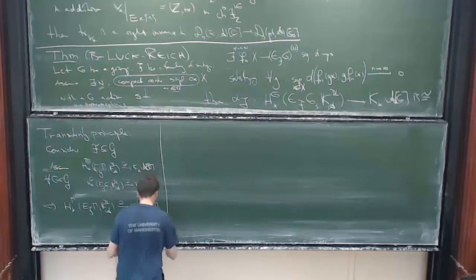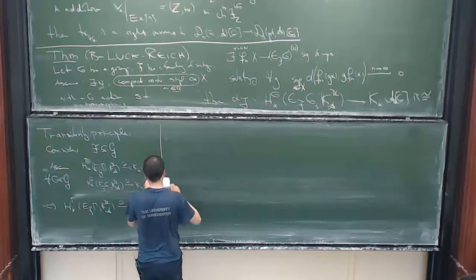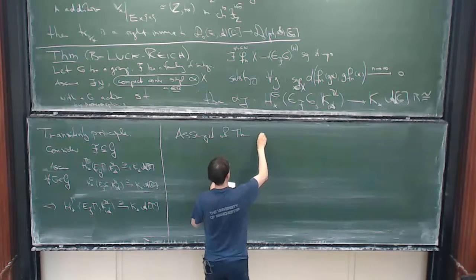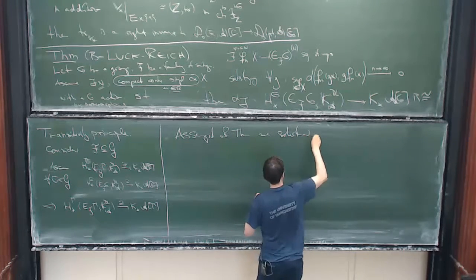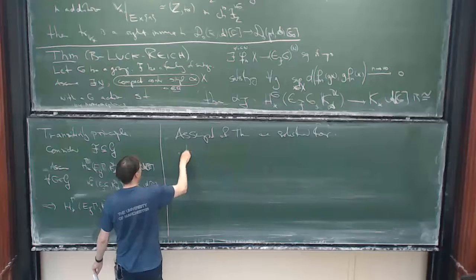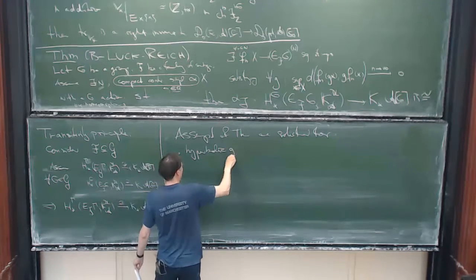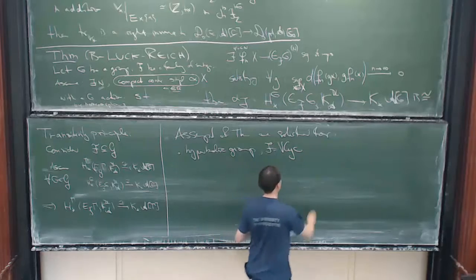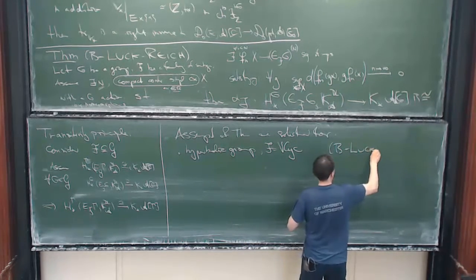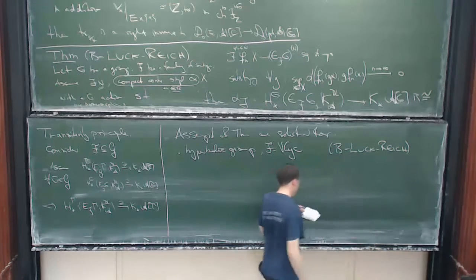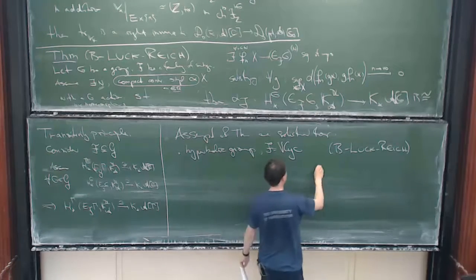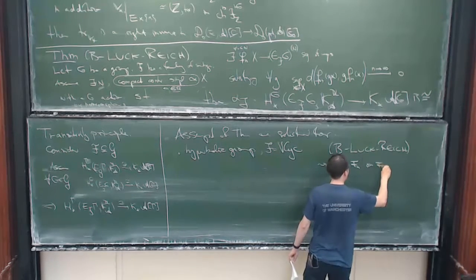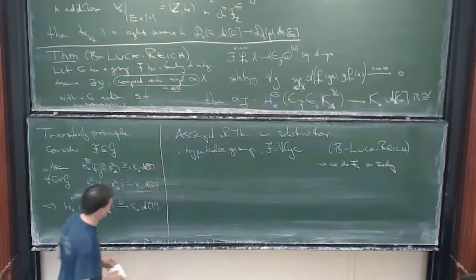Then let me just finish by giving you a list of groups where the assumptions of the theorem are satisfied. As already said, hyperbolic groups, and here F is the family of virtually cyclic subgroups, and that's the same paper. And we'll do the free group on Friday. We'll do one instance of this, namely the free group.